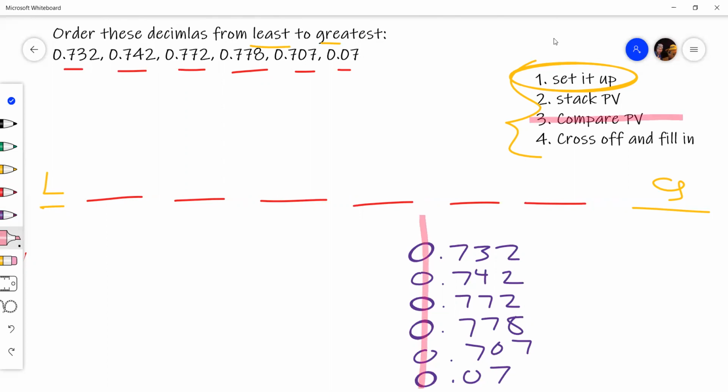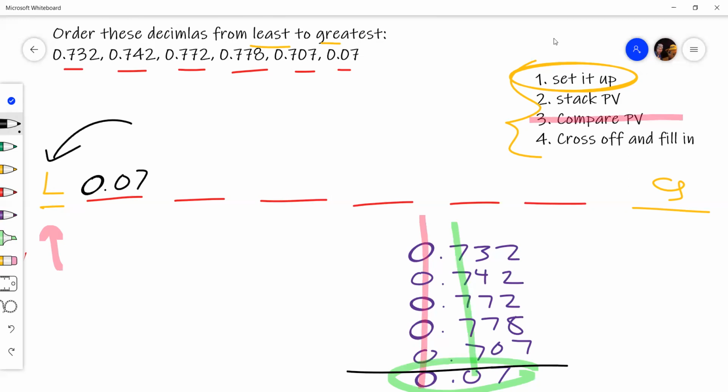If we look in the ones place, they're all zeros, so they're all actually the least at this point. Now I'm going to move over to the tenths place. And again, we're looking for the smallest value. What I see down here is 0 tenths is less than 7 tenths. So that's going to end up being our first value, because again, the direction asked for the smallest number first. It said the least. So that one's done.